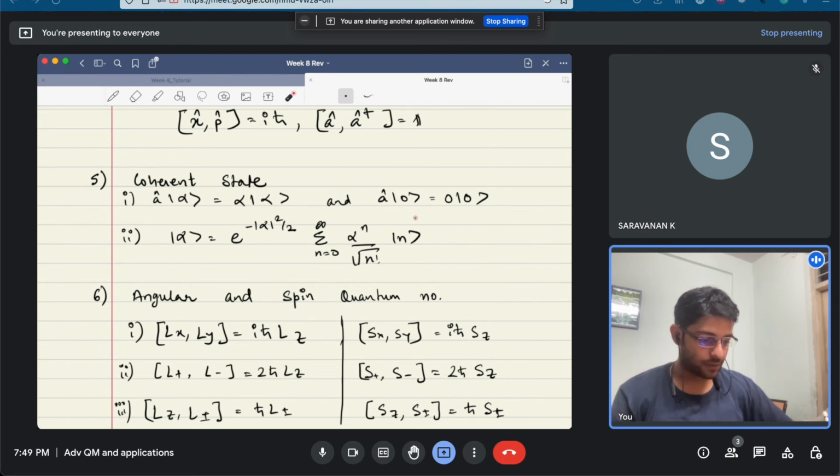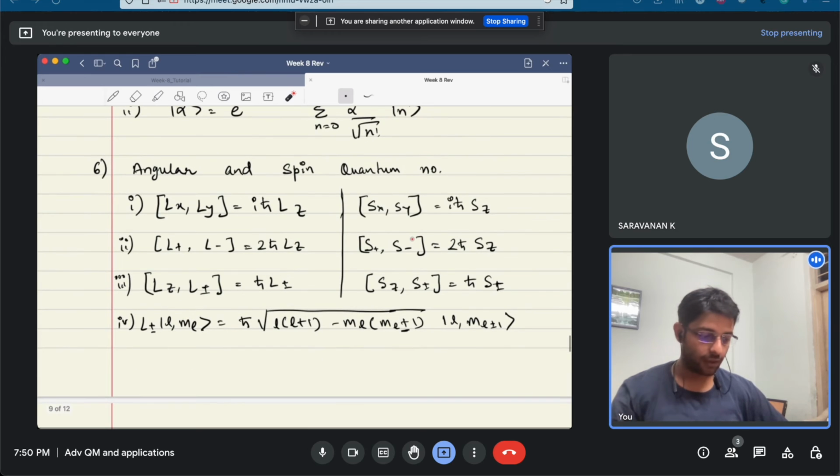And this was the function of the coherent state, where you can see that this essentially represents a Gaussian wave function. And as I said just now, this is also the ground state of a harmonic oscillator. And these are the harmonic oscillator's basis.